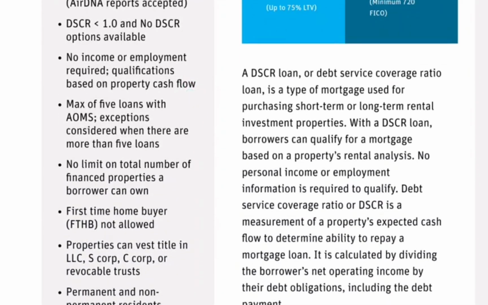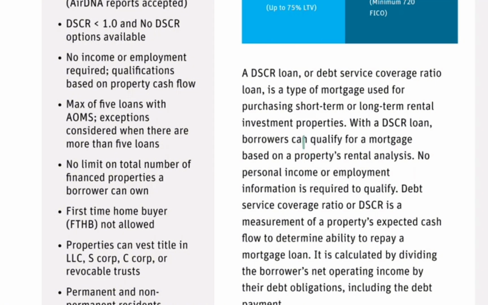So basically, a debt service coverage ratio is a type of mortgage used for purchasing short-term or long-term rental investment properties. So this does include Airbnb properties, by the way. With a DSCR loan, most borrowers will be able to qualify on the rental income only, which would be a rental analysis. And no personal income or employment information is ever collected or required on the application. So you're just going to leave it blank.